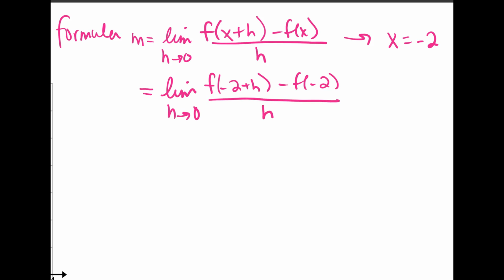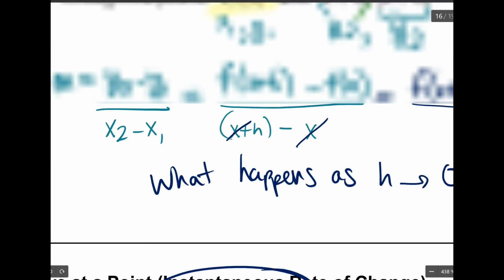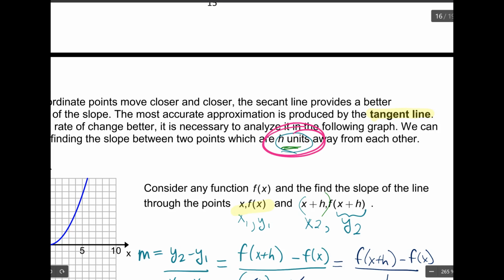So h stands for the distance between the two x values. It's like your unit away. H units away. It's the most accurate approximation. So that's why.